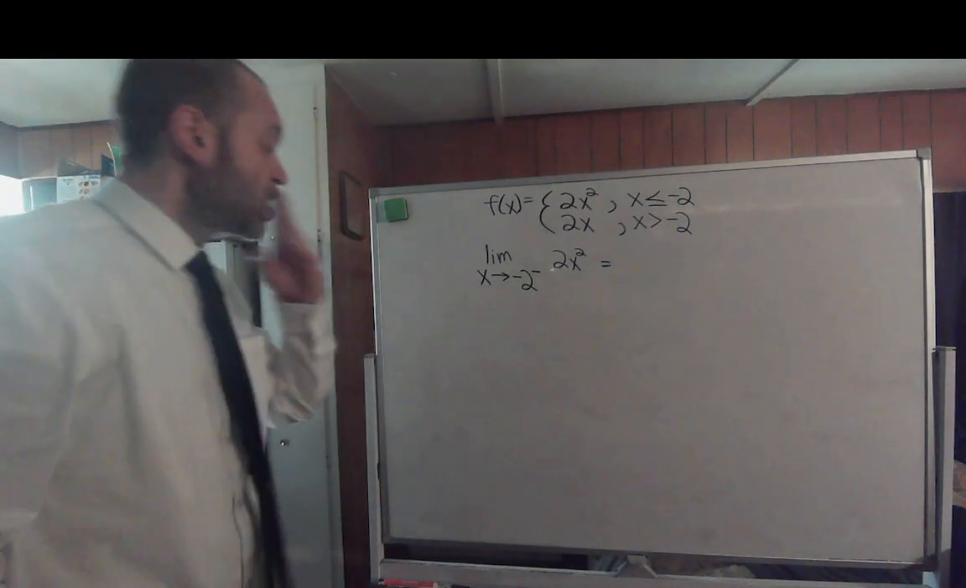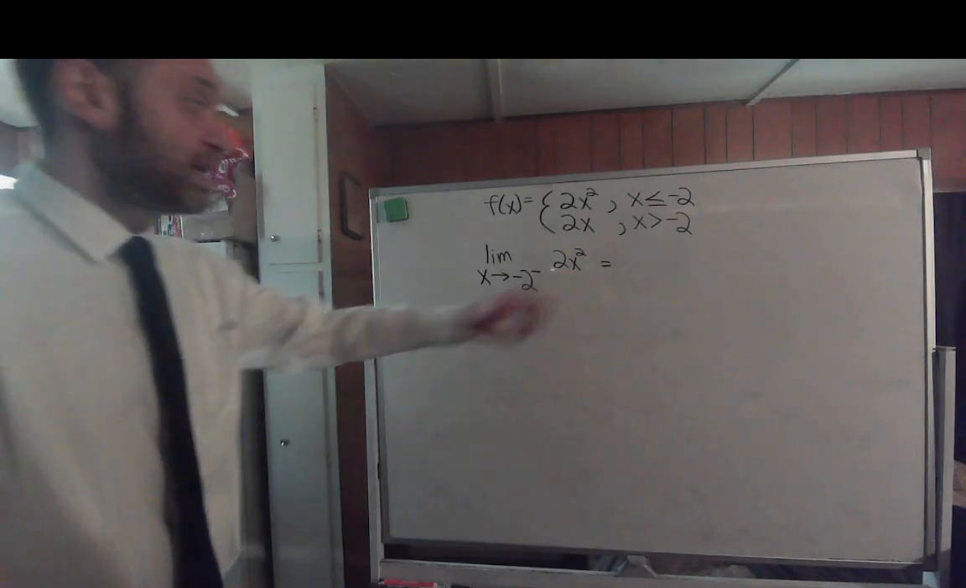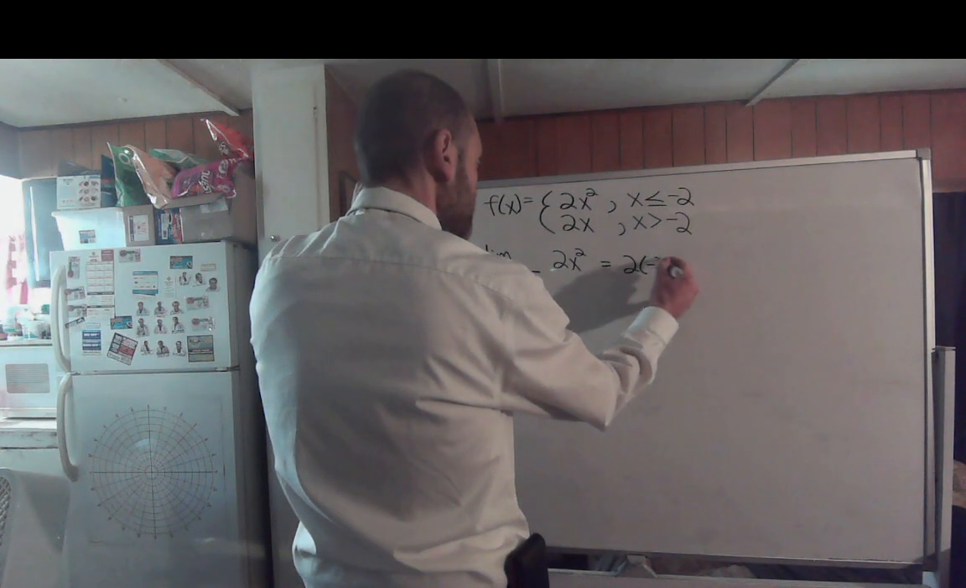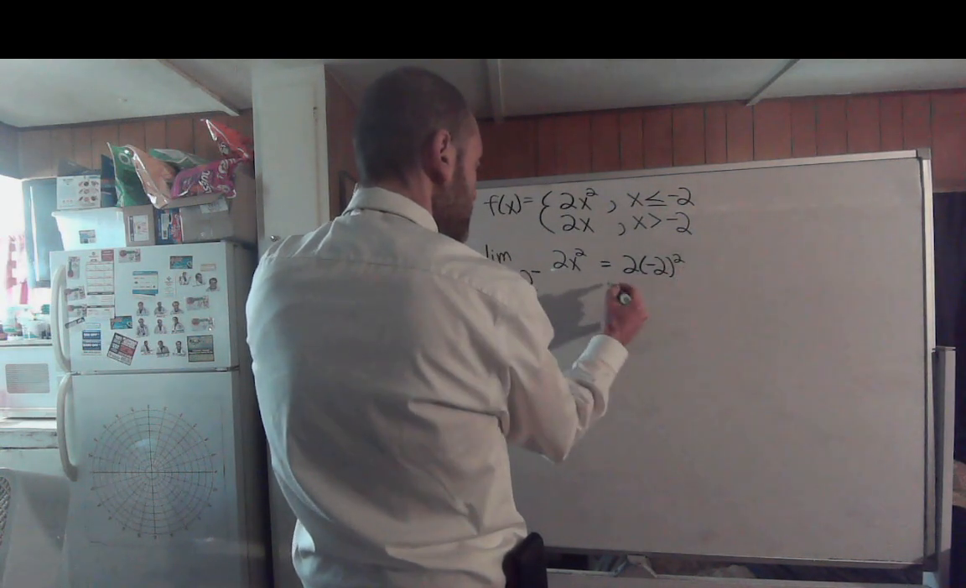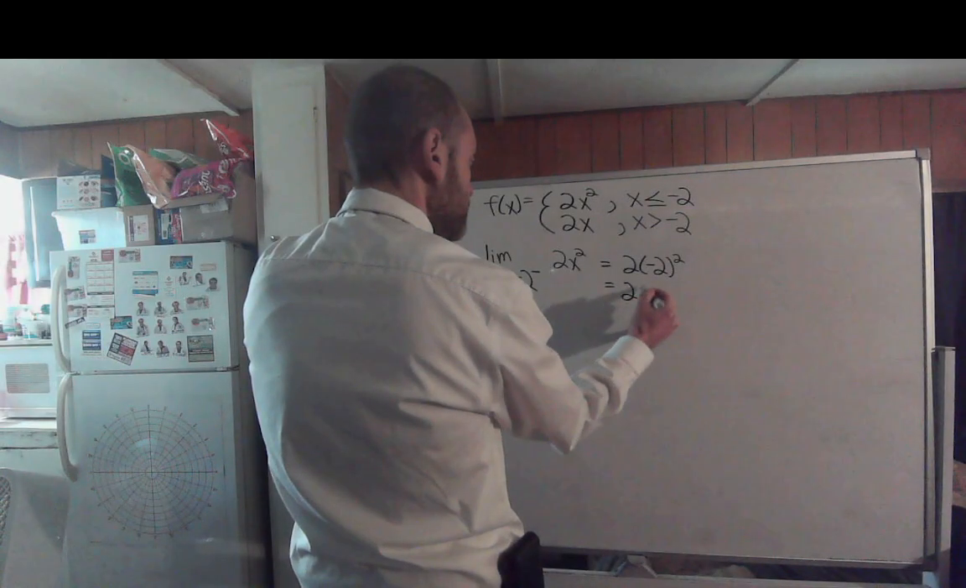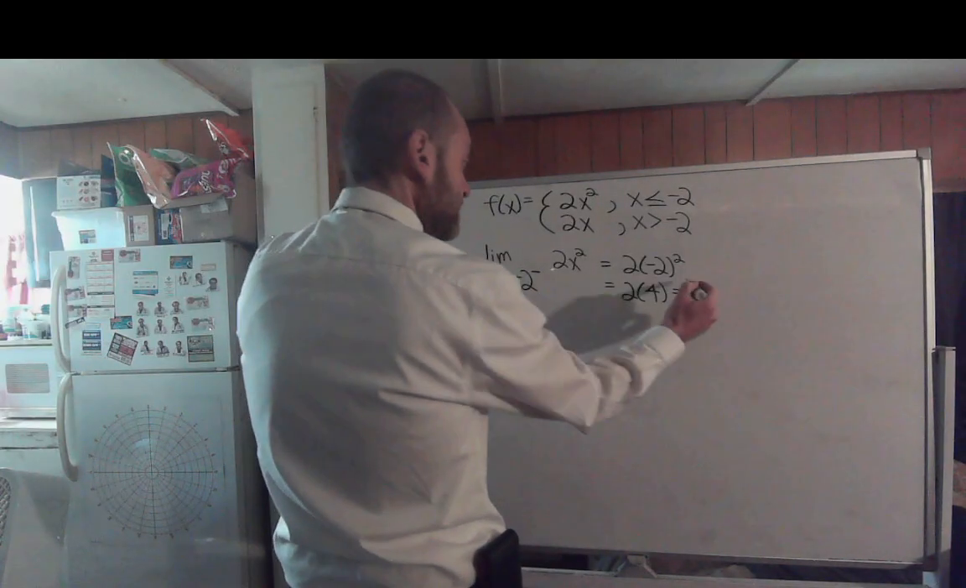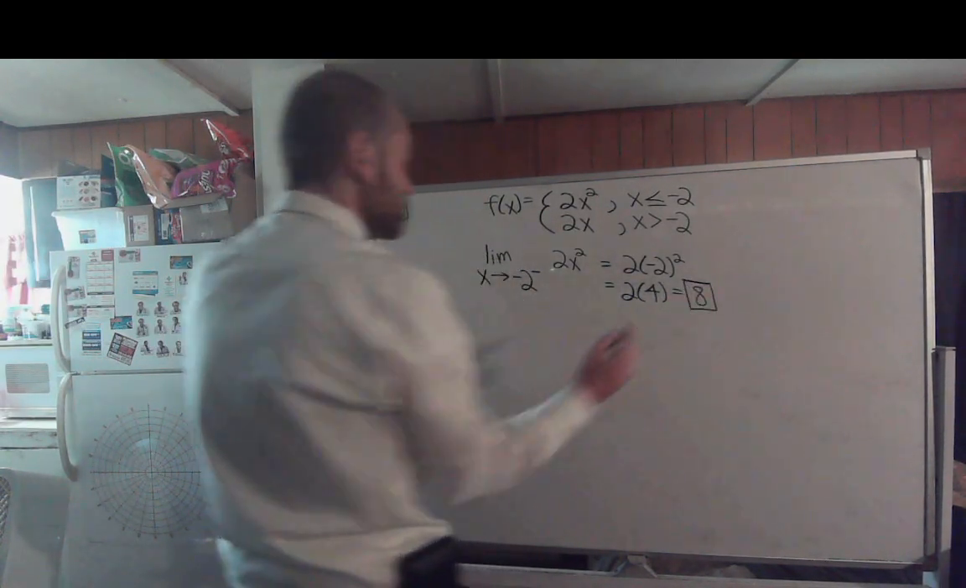Okay, so I'm going to substitute negative 2 in for this. I'll end up getting 2 times negative 2 squared, which would end up giving me 2 times 4, which would be 8. So my left-handed limit of this function is 8.